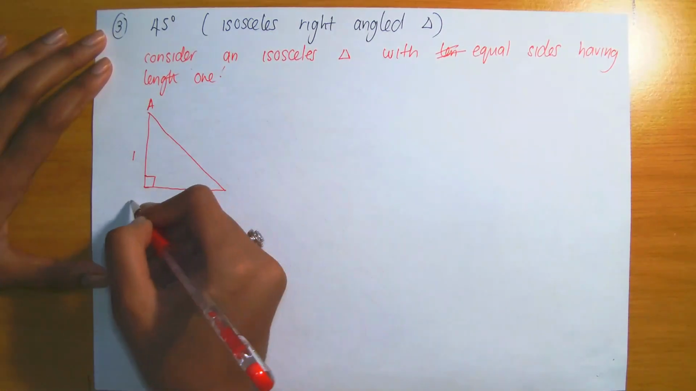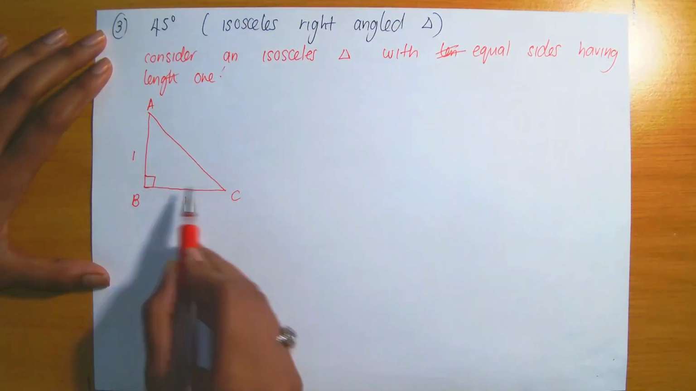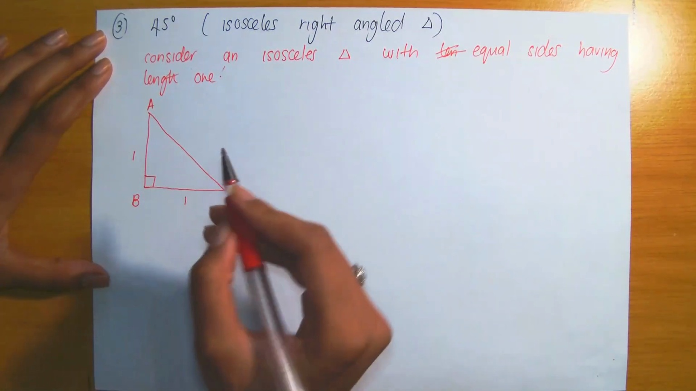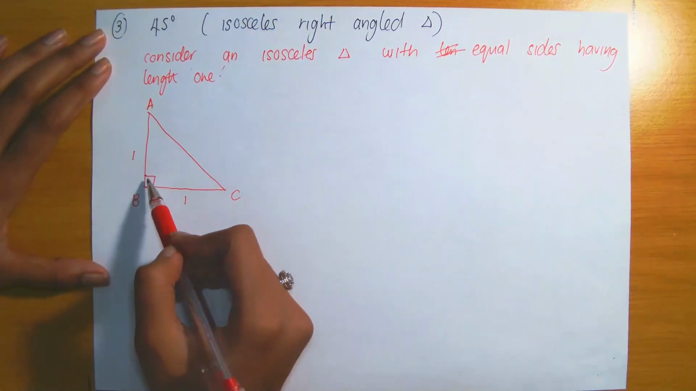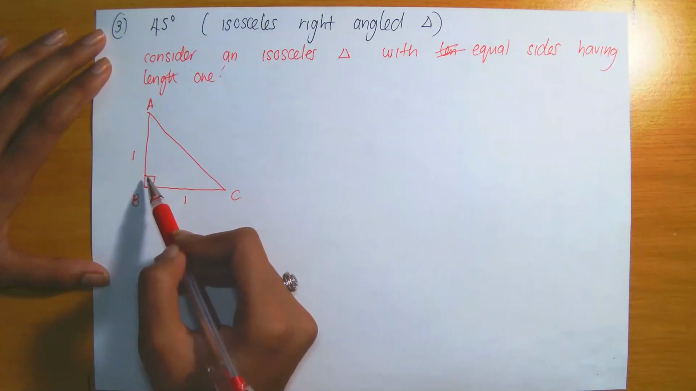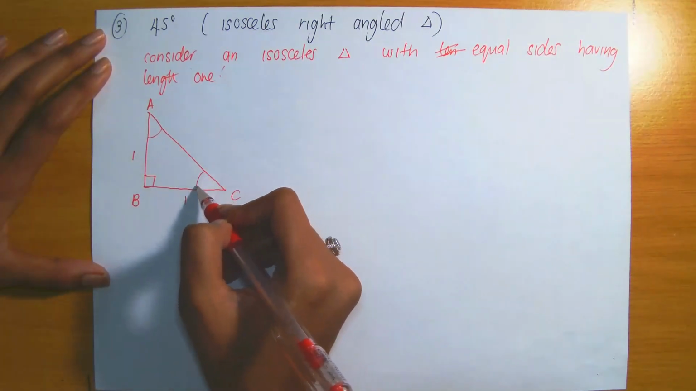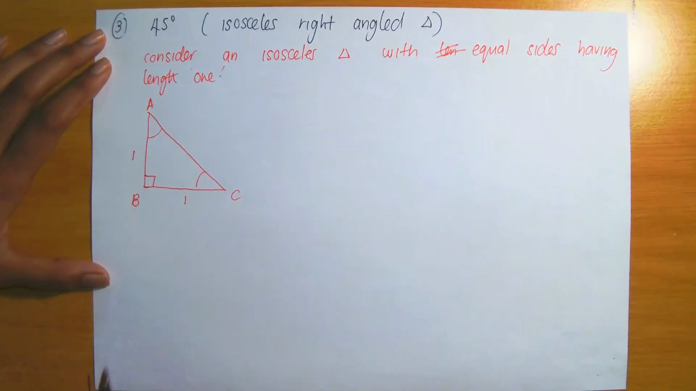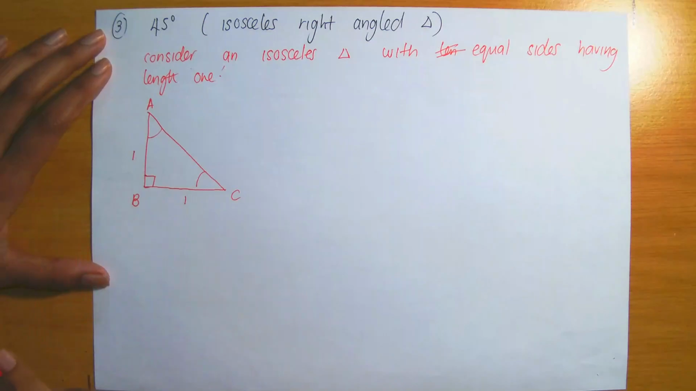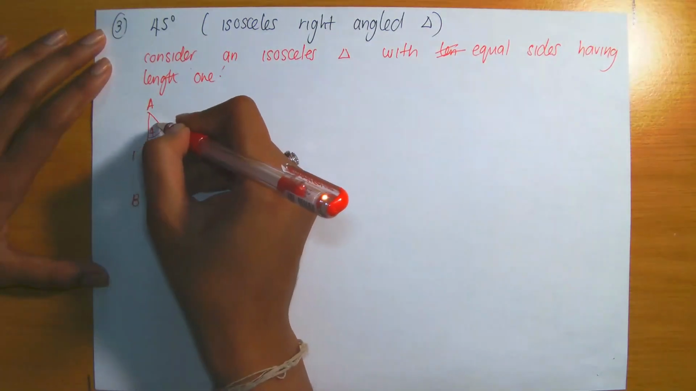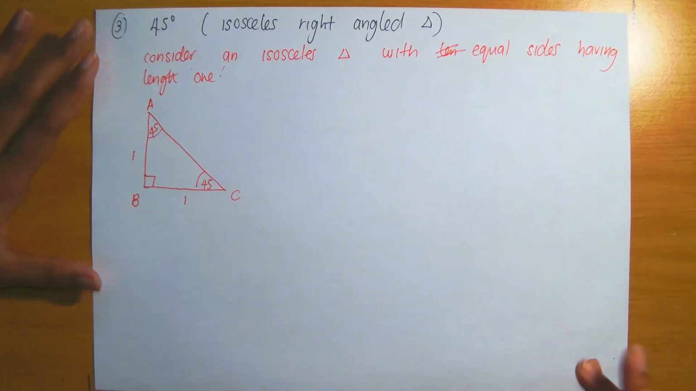I'm going to label the vertices A, B, and C. So side AB has length 1 and side BC has length 1. Right, so since this is an isosceles triangle and it's a 90 degree right angle triangle, that means that these two angles must be equal. There's 180 degrees in here, we subtract the 90, I'm then left with 90, and therefore this must be 45, and that must then be 45 since they are equal.